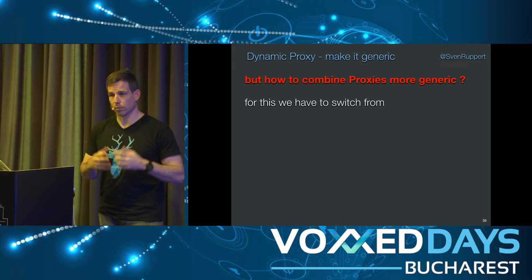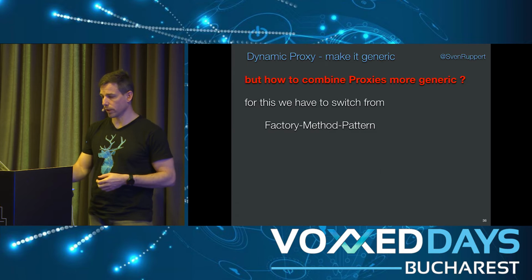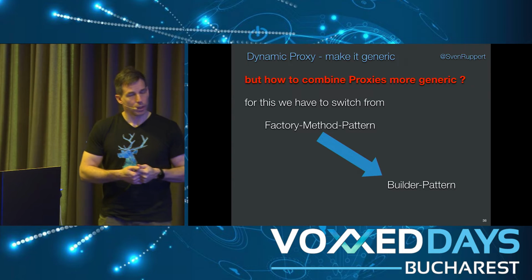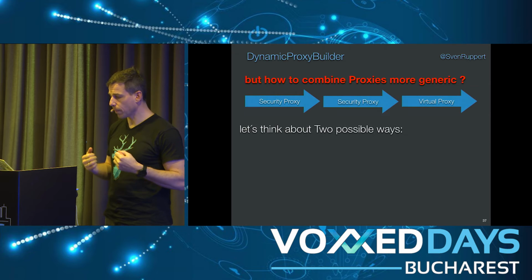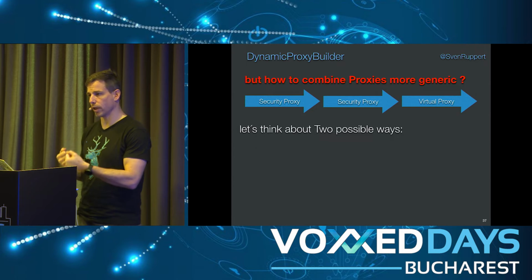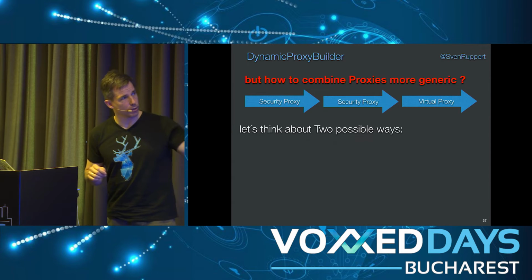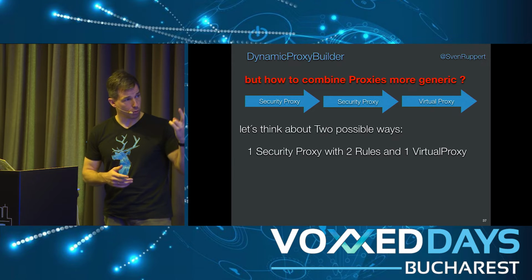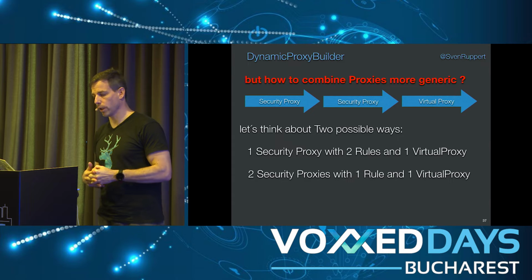So if I want to combine all this stuff, I have to switch from a factory method, more or less, to a pattern we know, builder. With a builder pattern, I can deal with different steps. Let's see, first example, I want to cascade security proxies. So I have proxies of the same type, and now I want to chain them. I have different ways to deal with this. Two security, one virtual proxy. One solution could be one security proxy with two rules and a virtual proxy, and the next one could be two independent security proxies and one virtual proxy.